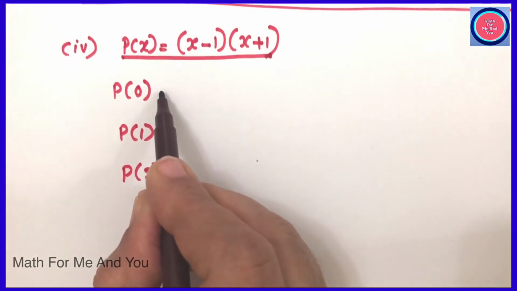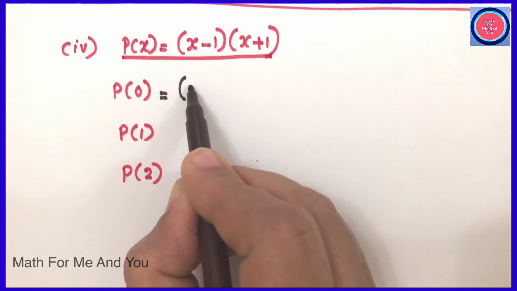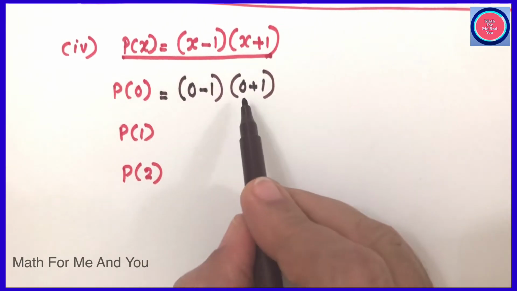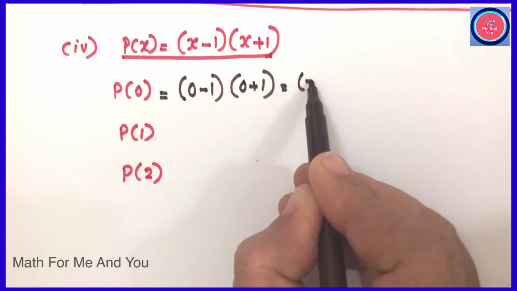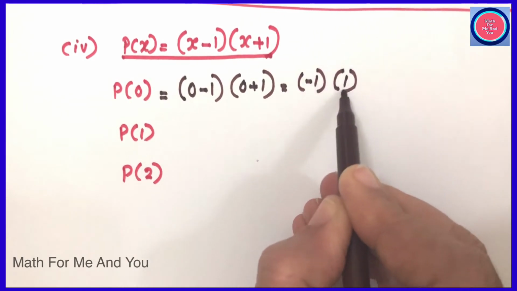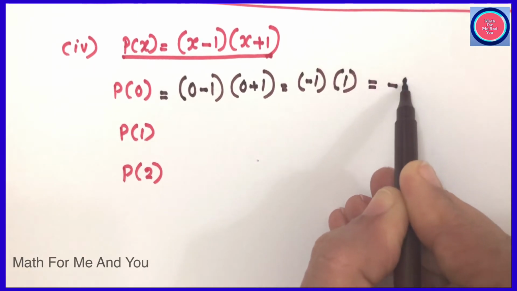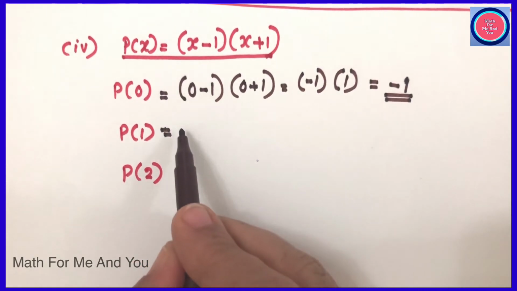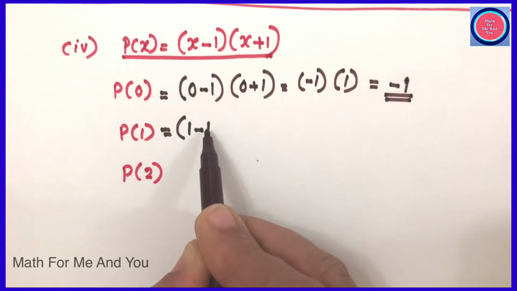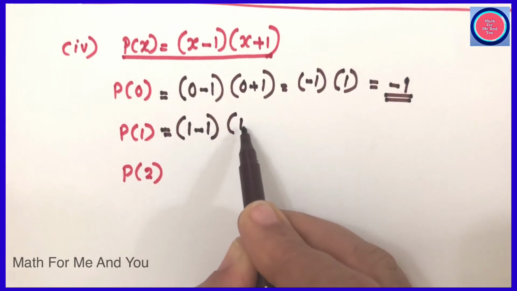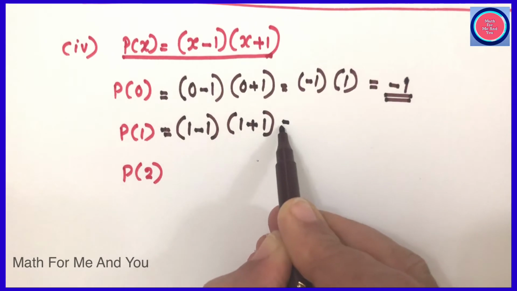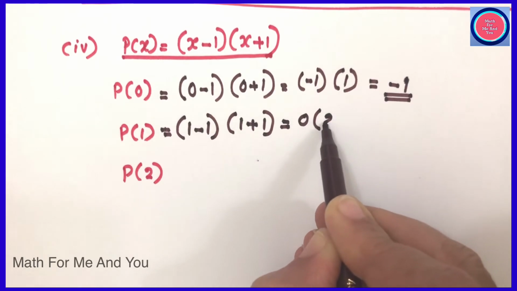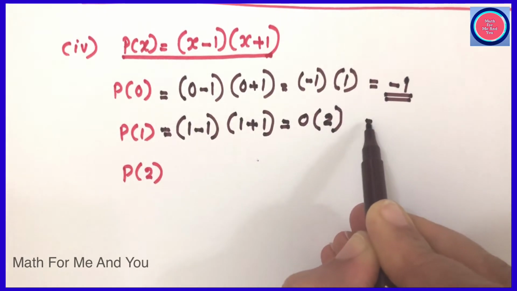Next polynomial is P of x equals x minus 1 times x plus 1. Put x equals 0. So you get the first bracket 0 minus 1 and the second bracket 0 plus 1. 0 minus 1 is minus 1, times 0 plus 1 is 1. Minus 1 times 1 is minus 1. P of 1. X becomes 1. So it is 1 minus 1 in the first bracket, 1 plus 1 in the second bracket. 1 minus 1 is 0. 0 with any number, what do we get? 0 with a number is 0. Here it is 0 times 2. So we can write it is 0.